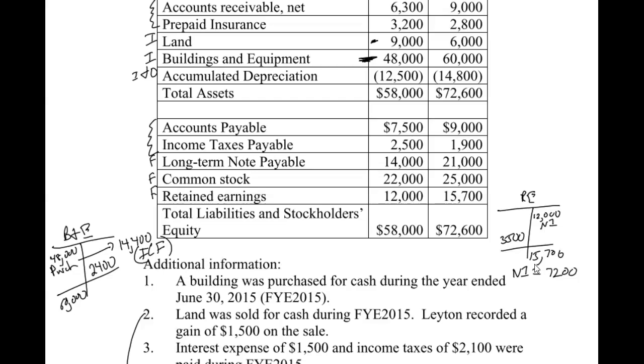If you look up here, remember, we're not concerned about the current assets because we're just going to do the shortcut, but land's been reconciled, that account's been reconciled. We haven't done depreciation expense.